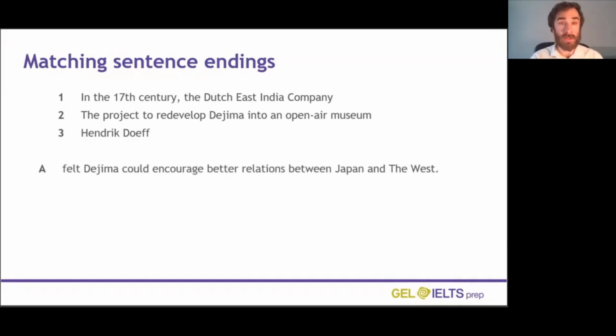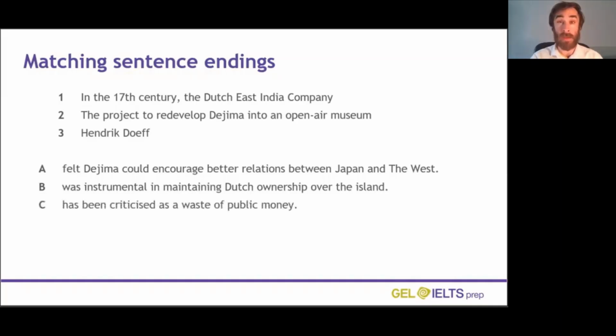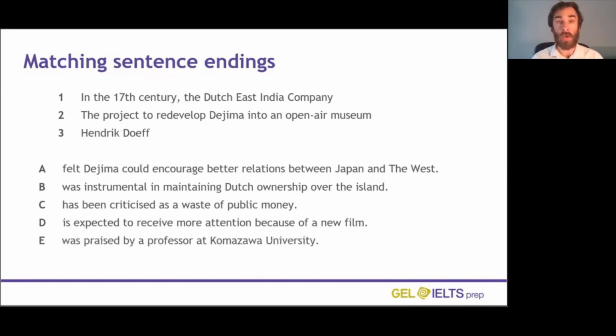A, felt Dejima could encourage better relations between Japan and the West. B, was instrumental in maintaining Dutch ownership over the island. C, has been criticised as a waste of public money. D, is expected to receive more attention because of a new film. Or E, was praised by a professor at Komazawa University.